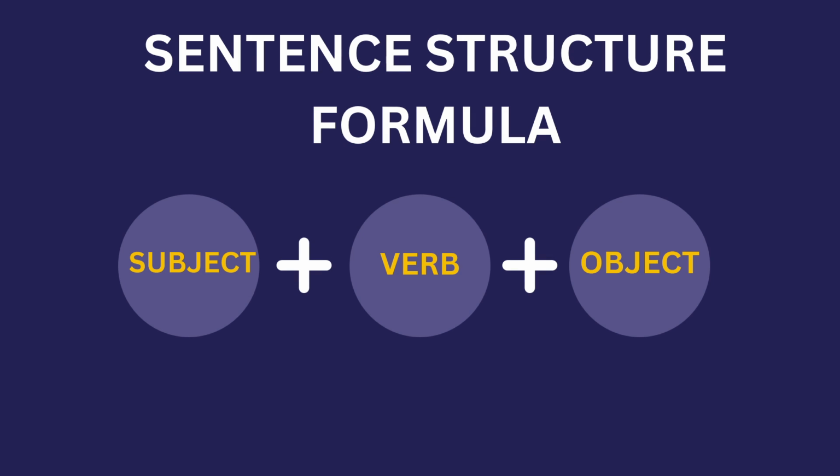Okay, so now that we have understood the individual components, let's put them together to form a sentence. In German sentence, the usual word order is subject, verb and then the object. So it would be subject plus verb plus object. Let's see this in action with some examples.